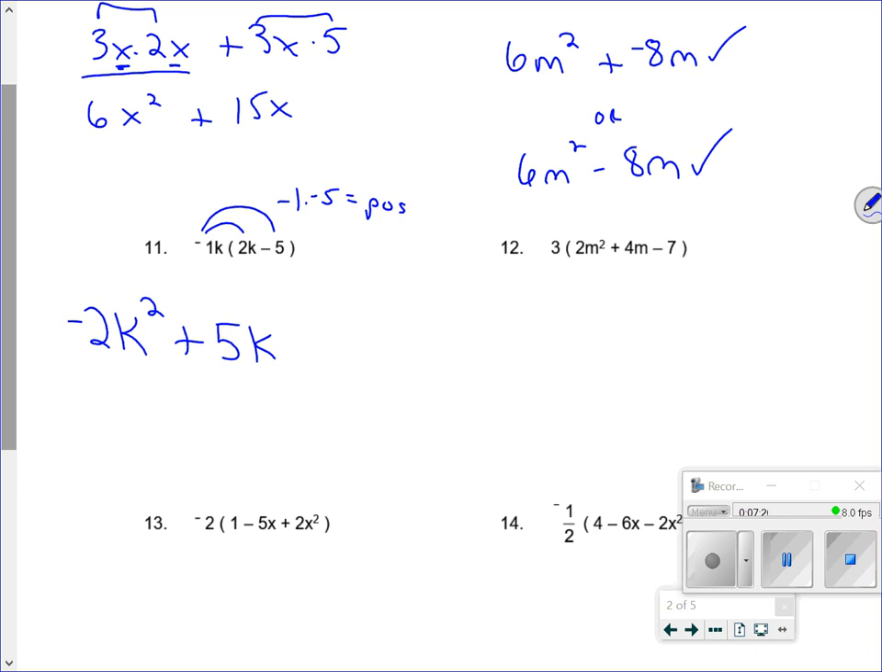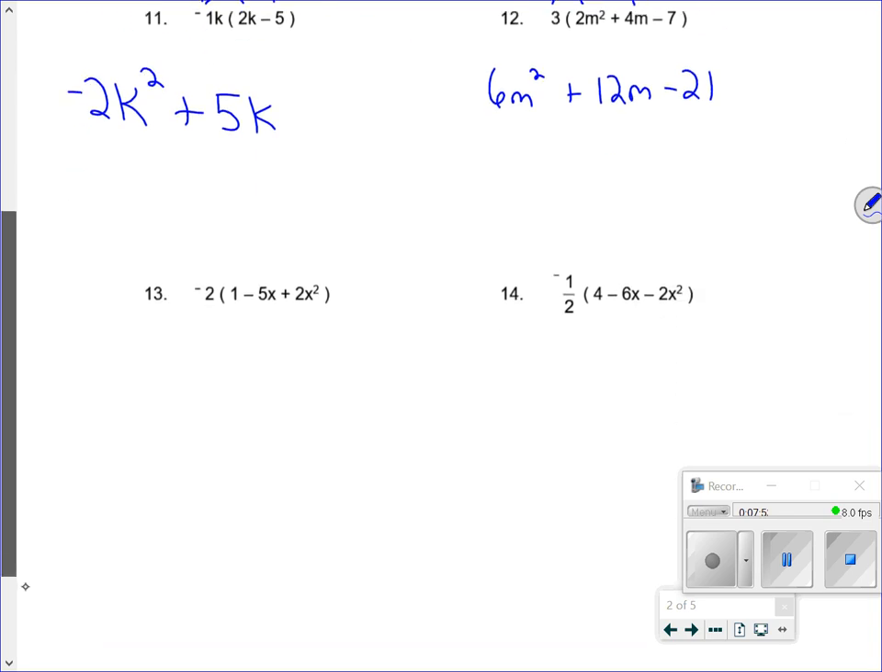The only difference in number 12 and 13 and 14 is that instead of having 2 terms in the parentheses, we have 3 terms. That's okay. We're going to multiply this external 3 times the first term, then times the second term. 3 times 4 is 12, then times the third term. Each term is multiplied by 3.